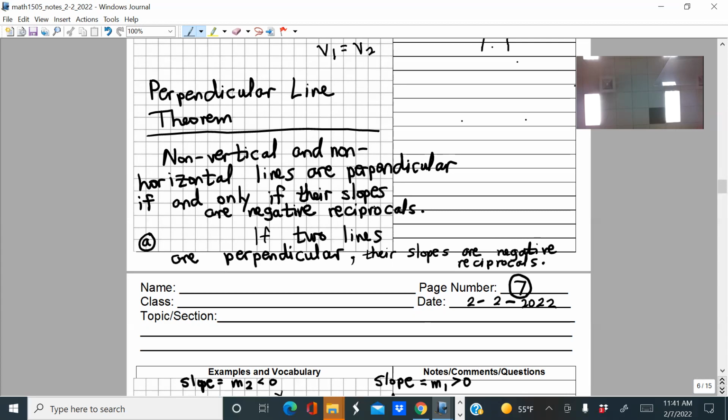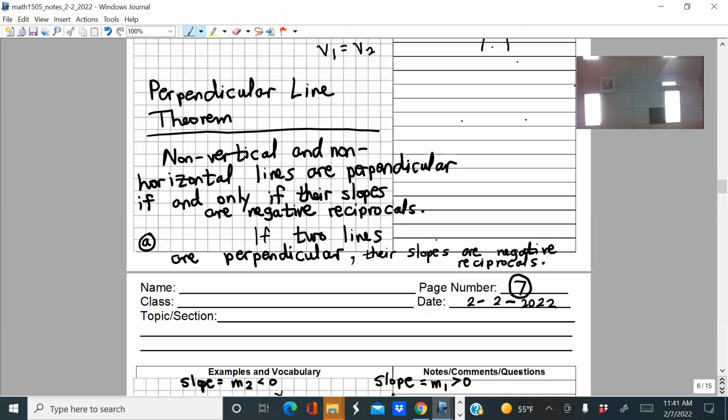So I'm not going to try to do the other direction: if the slopes are negative reciprocals, then the lines are perpendicular. We're only going to assume that if we have two perpendicular lines, we're going to show their slopes are negative reciprocals.